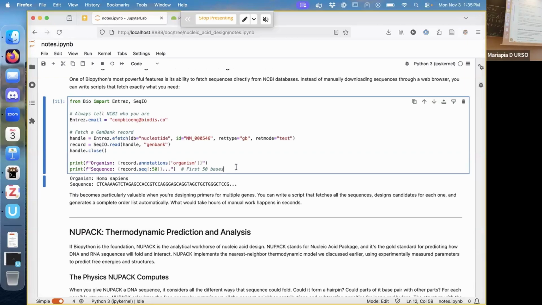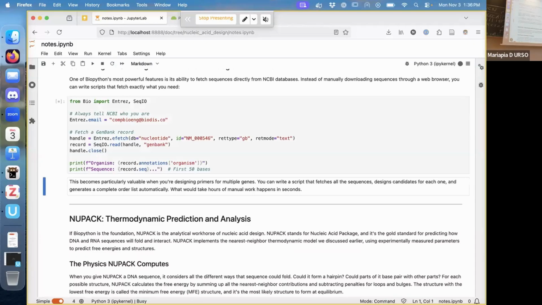It's a gene that's used as defense against tumors in humans. And we can just fetch this, just does a request, gets you back the handle or the record. And then you can see what the organism is about, in which organism does this occur, Homo sapiens, okay? And then you get the whole sequence. So here are the first 50 bases, but of course you can look at the whole thing.